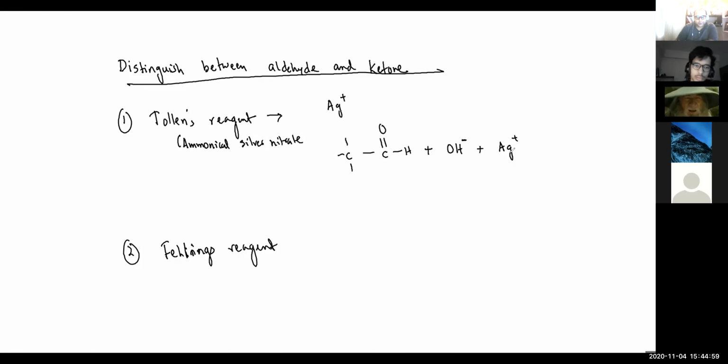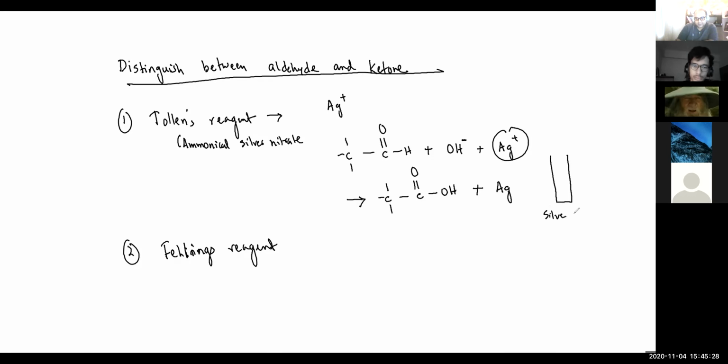So the aldehyde gets converted into a carboxylic acid, and the silver ion gets converted into silver. So popularly we call this the silver mirror test.